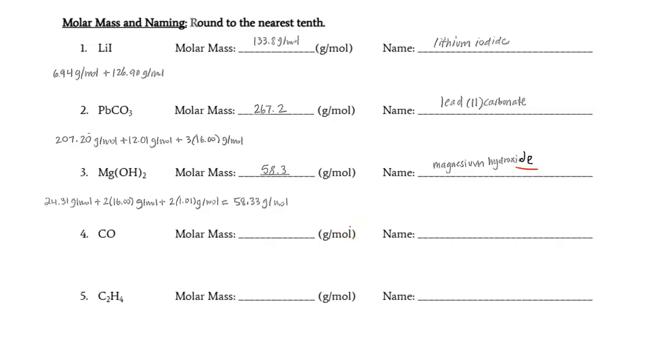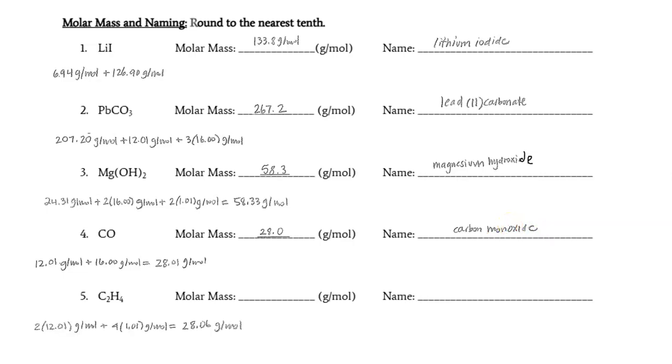Okay. Next one is carbon monoxide. So 12 and 16 makes 28.01, which rounds to 28.0. And the name of that is carbon monoxide. So notice this is a covalent compound, so we have to start using our prefixes there. And we still end in the IDE when we get there.